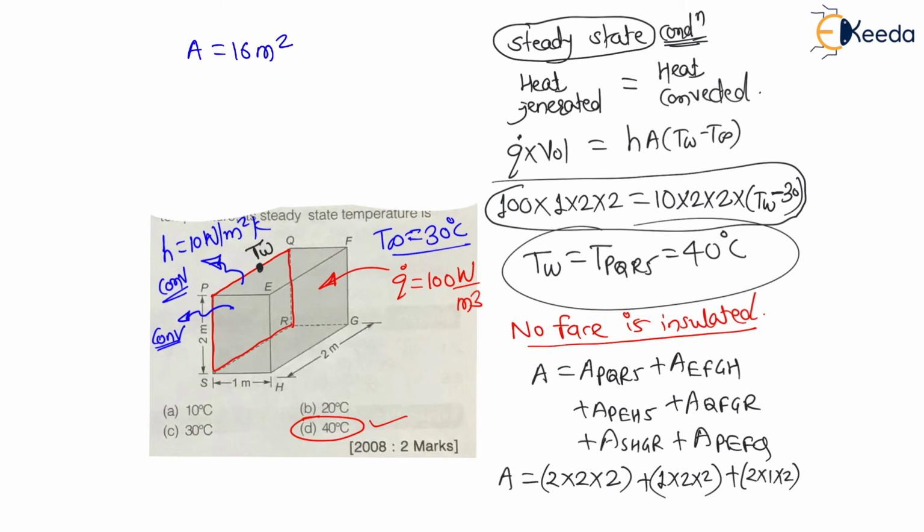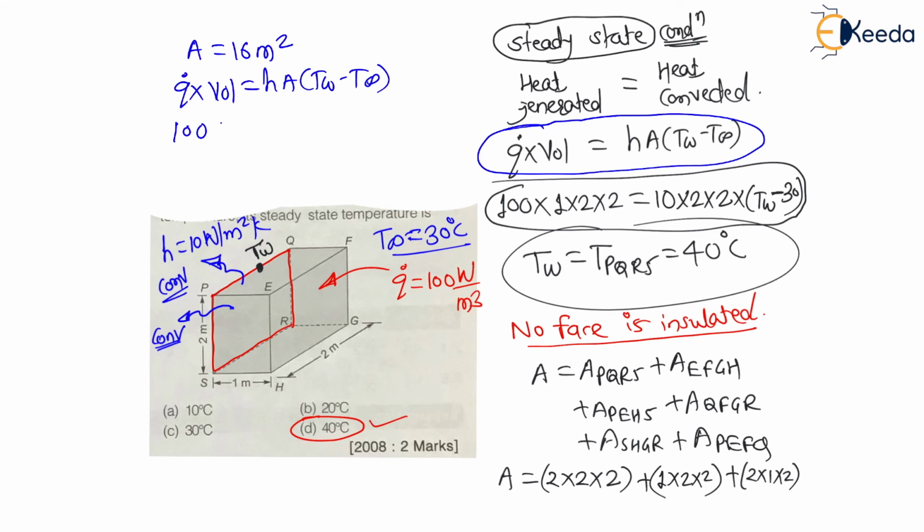Therefore in the same expression, heat generated is equal to heat convected, therefore Q dot into volume is equal to h A into T wall minus T infinity. Q dot is 100 into volume, which is 1 into 2 into 2, equal to h, the convective heat transfer coefficient, 10, into area 16, into T wall minus T infinity, 30. This is how we have to solve. Therefore if none of the faces is insulated, then the T wall temperature of any face will be equal to 32.5 degrees Celsius.